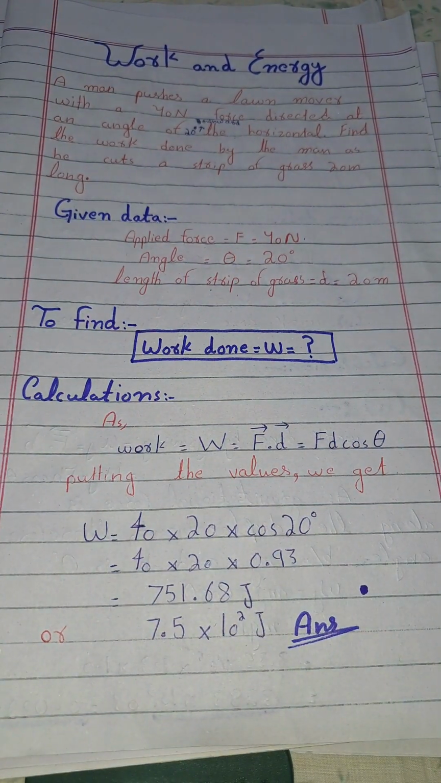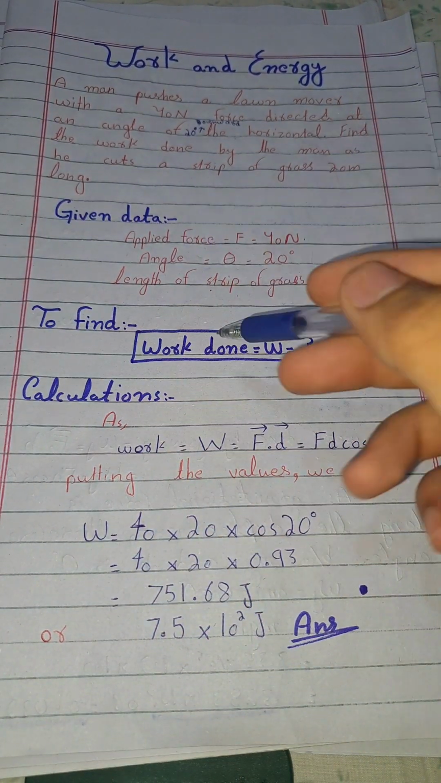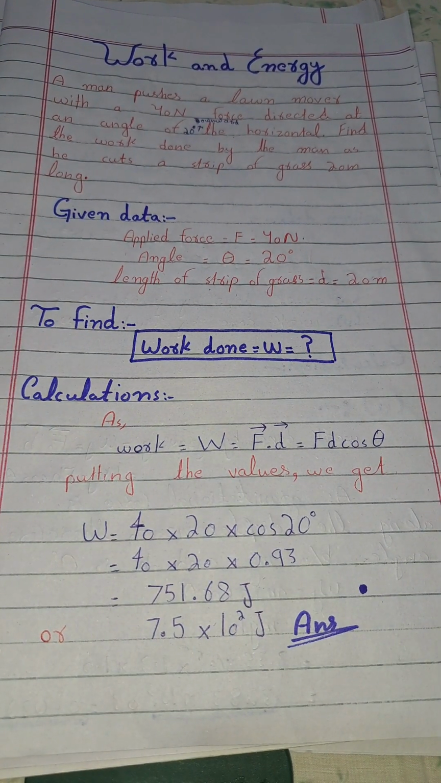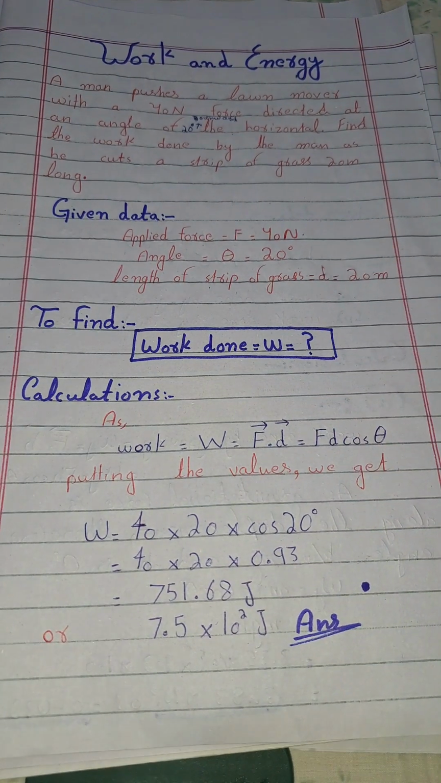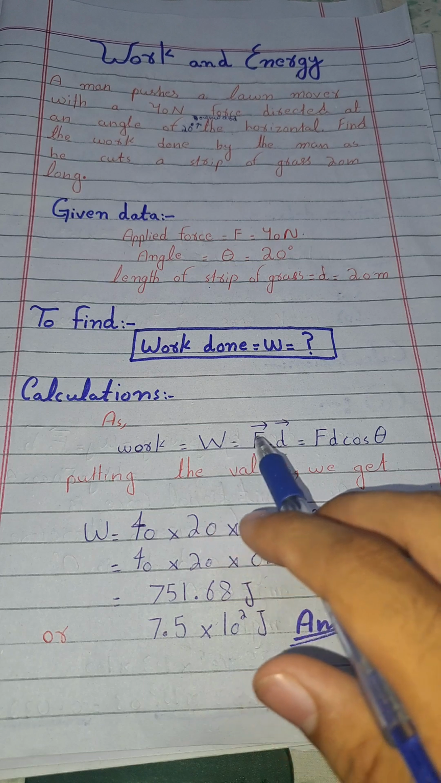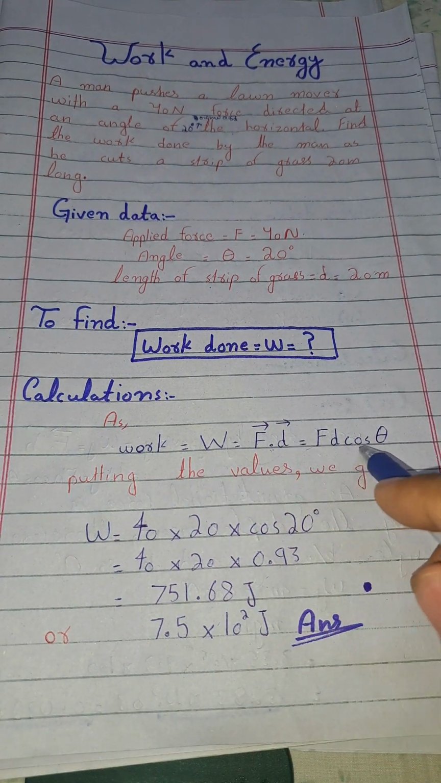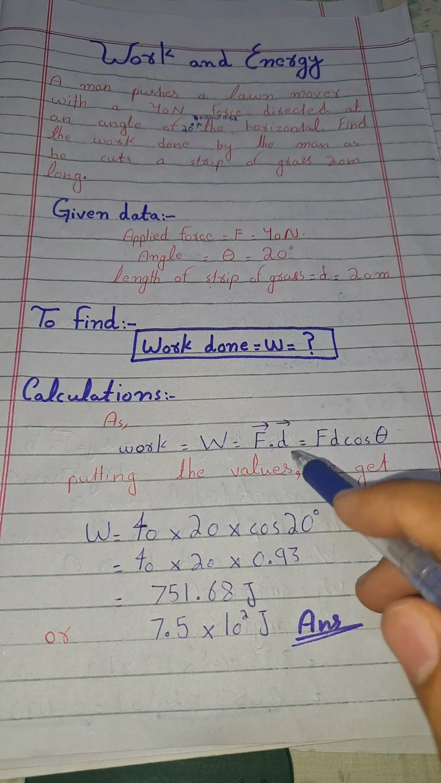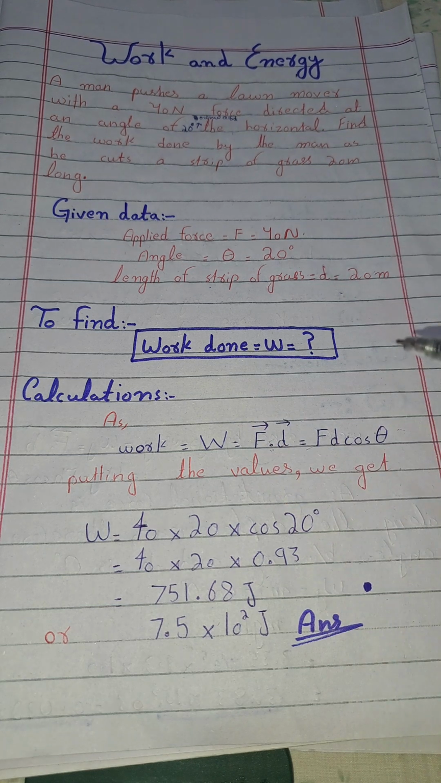Now the value we have to find is the work done during this whole process. So there are some calculations to find this by using a formula. For calculating work, the formula used is work is equal to F dot D, the dot product of F and D, which always gives cos theta. If there is a cross product, it is sin theta, but work is always solved by the dot product.